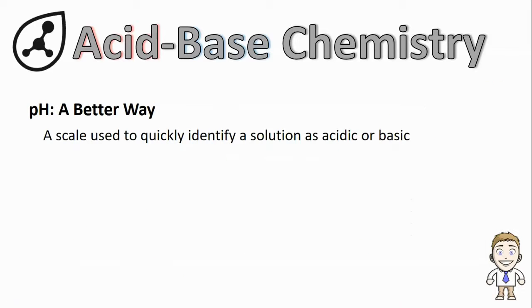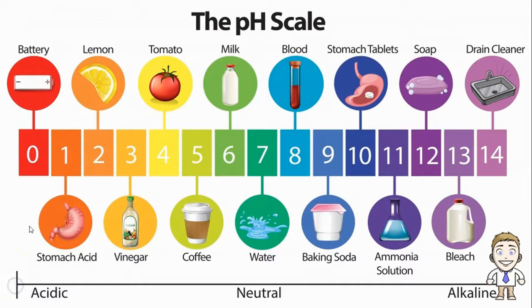Now with pH, we have a better, faster way to do pretty much the exact same thing. pH is a scale that is used to quickly identify a solution as acidic or basic. Here's a pretty cool visual of the pH scale and some common household solutions and where they would fall on the scale, like lemon juice at a pH of 2, your blood at a pH of 8, or hand soap at a pH of 12.